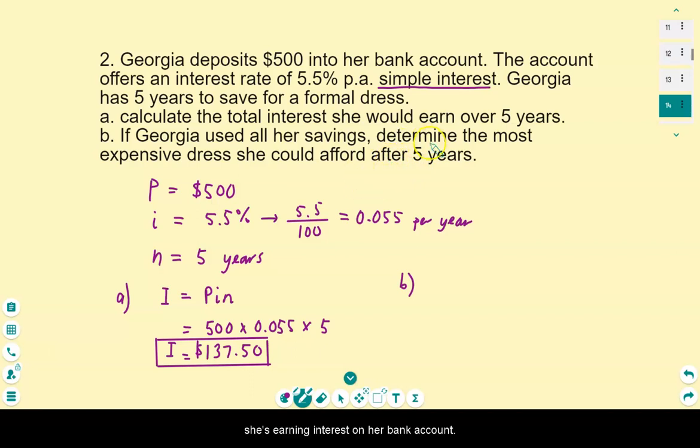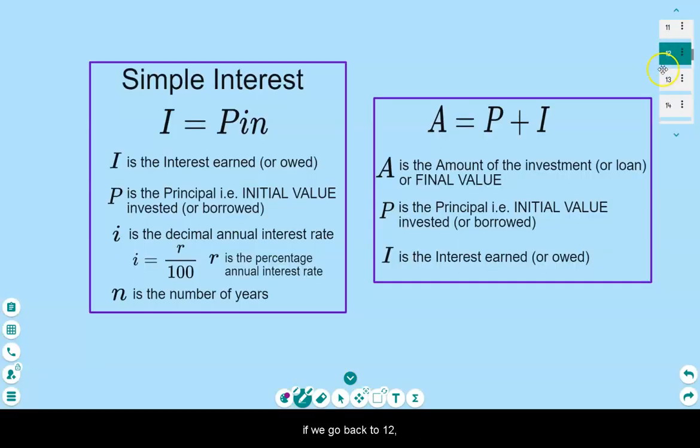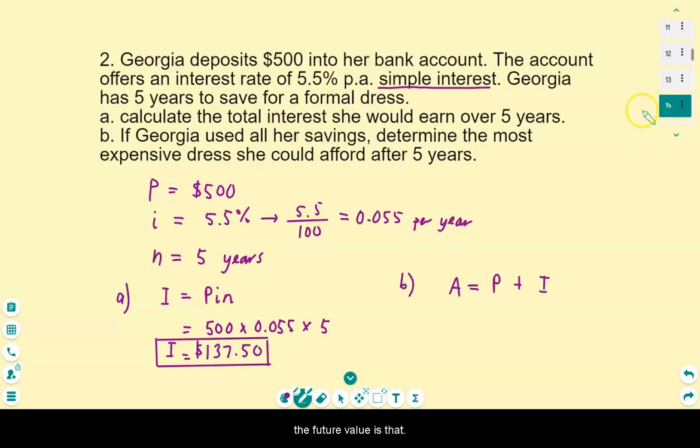The most expensive dress she could afford after 5 years. So she's earning interest on her bank account, right? On her investment. And so she's hoping that she can afford a little bit more of an expensive formal dress at the end of her schooling. Okay. So let's have a little look. That means that she wants it to amount to a value. She's looking for what the future value will be. Okay, the present value in her bank account is 500. The future value, this is where we do that thing. If we go back to 12, the future value is that.